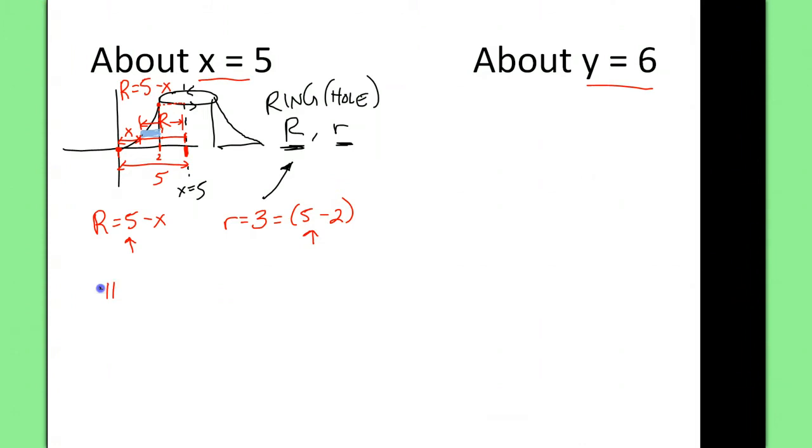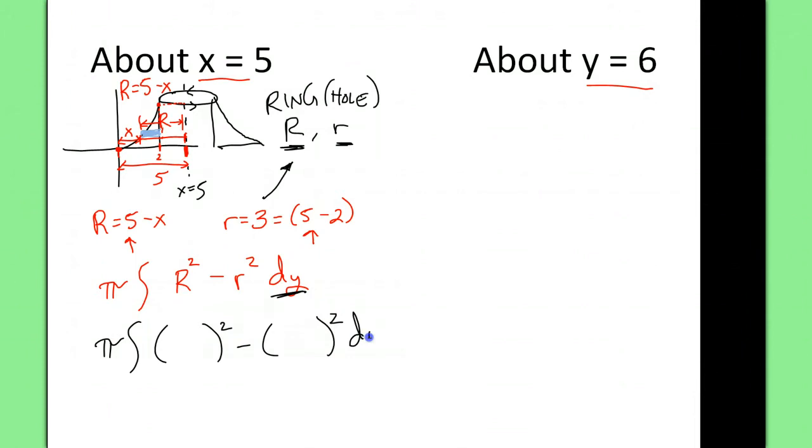So my integral is from, well, let's do radius squared minus inner radius squared, and it's a dy. Okay? So I need to write everything in terms of y. So that's my first thing. But now I'm just going to start by plugging in, right? Radius squared minus radius squared dy. Now, the easy one is my small radius, 3. Just plug it in. Okay?